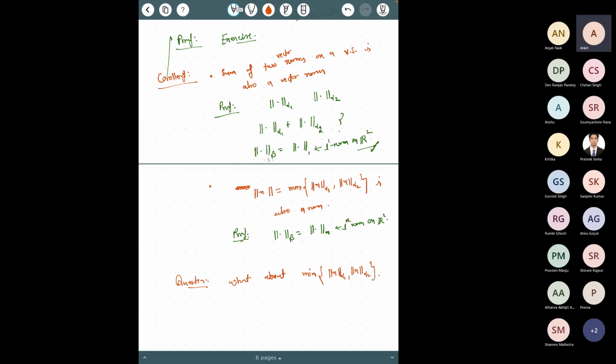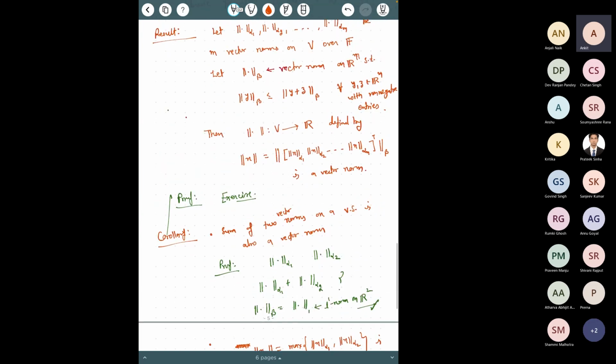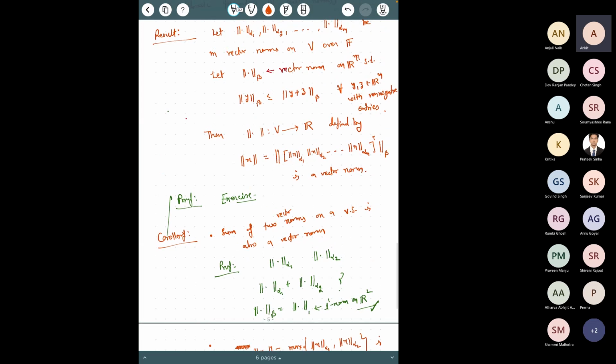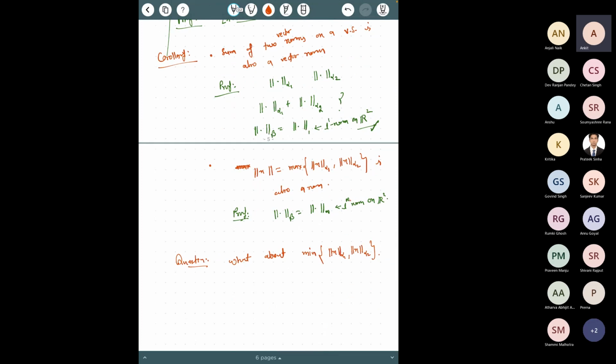So see, in order to prove the max of these two things, we use the previous result, right? But this only gives us a way to check, but this is not all. Now you cannot use the previous result in order to check whether the minimum of two norms is again a norm. For this, I don't know whether it is true or not. You have to give me justification. If it is true, you'll have to give me proof. If it is not, you'll have to give me a counter example.